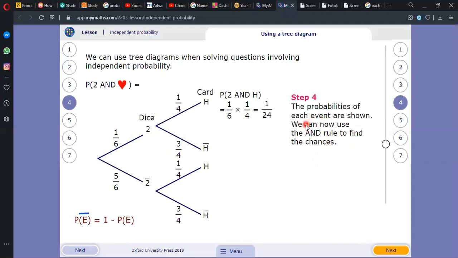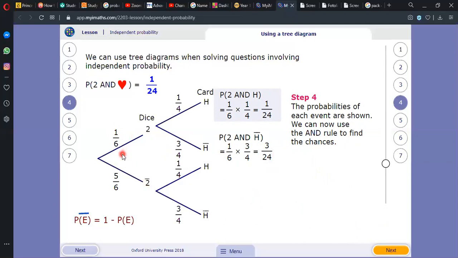The probabilities of each event are shown. We can now use the AND rule to find the chances. So just like I told you, the probability of 2 and not a heart is 1/6 times 3/4. Okay, you can try the others. I'm sure you know what will happen now.